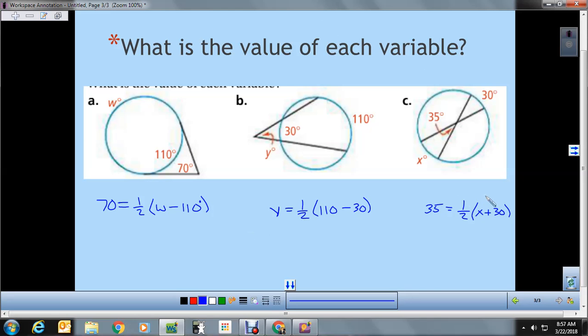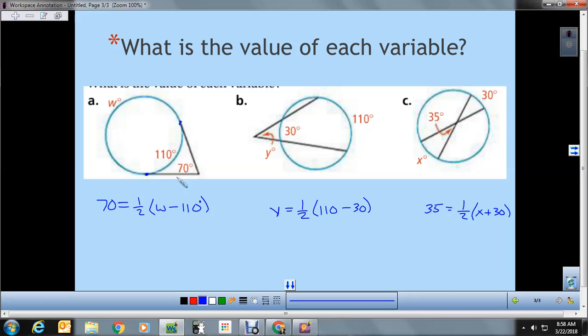Okay, so what I've done is I've set each one of these up so we can see, first of all, if you set it up correctly. Now there's two ways to work this first one here. This one is set up of two tangents, which means this arc starts from here, 110 goes from here to here, and W goes from here to here.